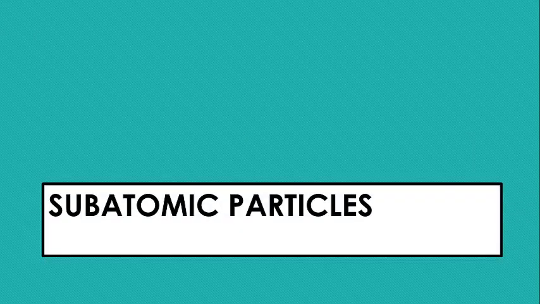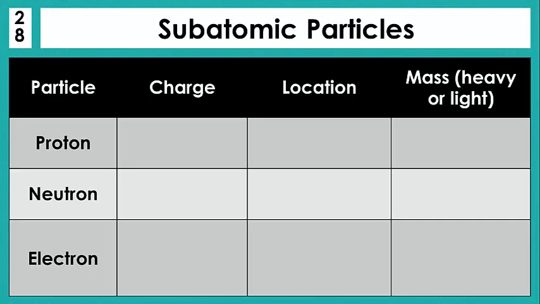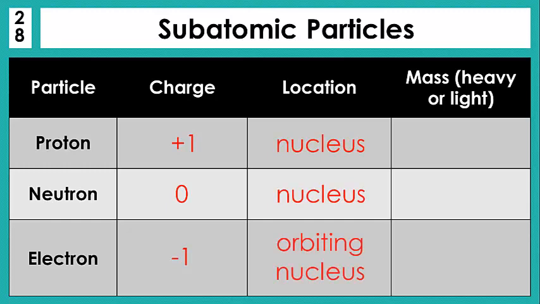The next section is about subatomic particles. So number 28 is asking us to compare the proton, neutron, and electron. Protons are positive, neutrons are neutral, and electrons are negative. Protons and neutrons are both in the nucleus, and the electrons are orbiting the nucleus in electron clouds. Comparatively speaking, protons and neutrons are very heavy, and electrons are very light. So a proton or a neutron would be like an elephant, whereas an electron would be like a marble.